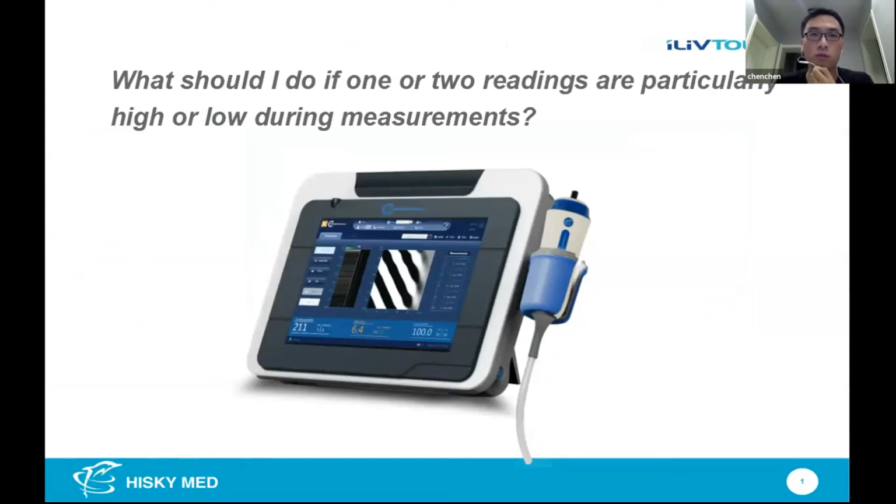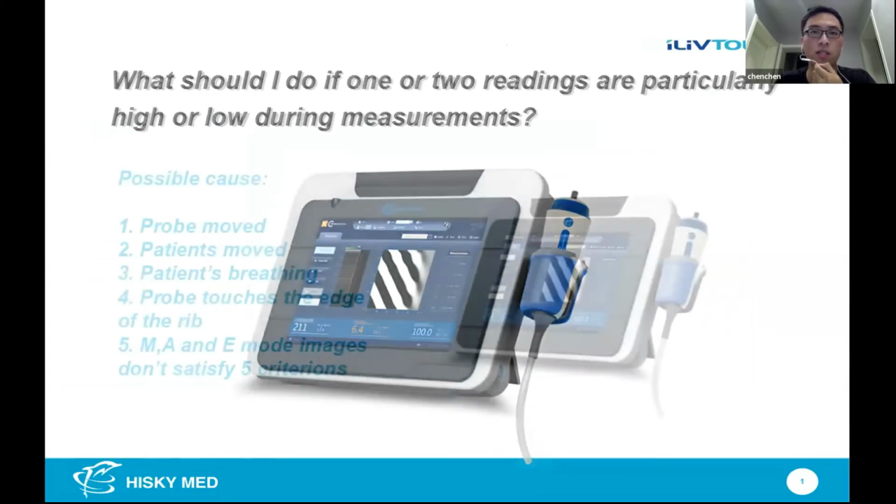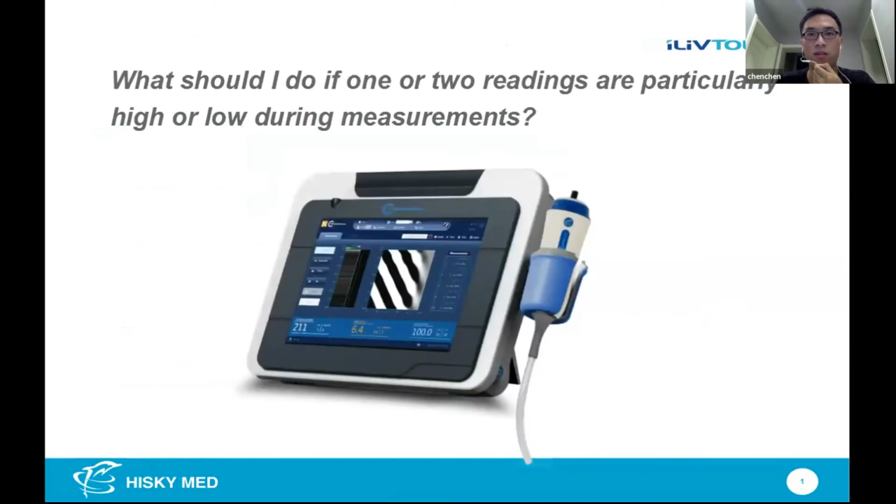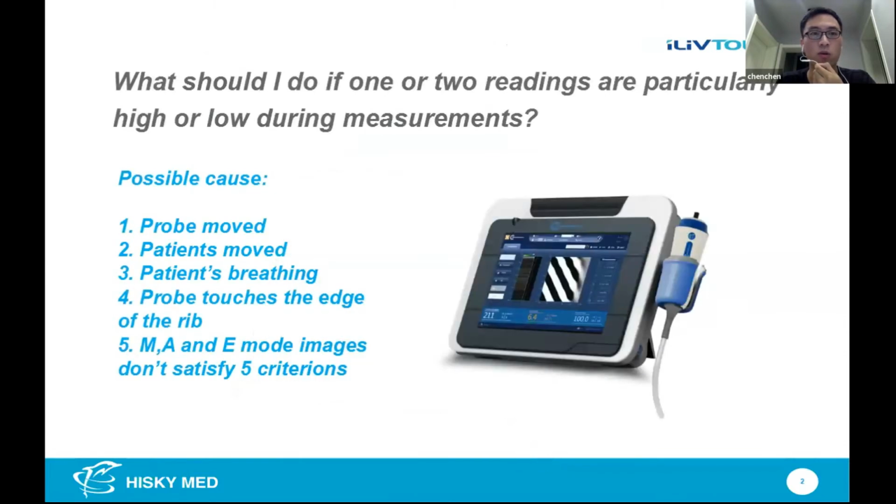So what should we do if one or two readings are particularly high or low during measurements? Some operators find that when they do the measurements, sometimes they get one or two very high or very low readings, and they don't understand why. We have a few possible causes.